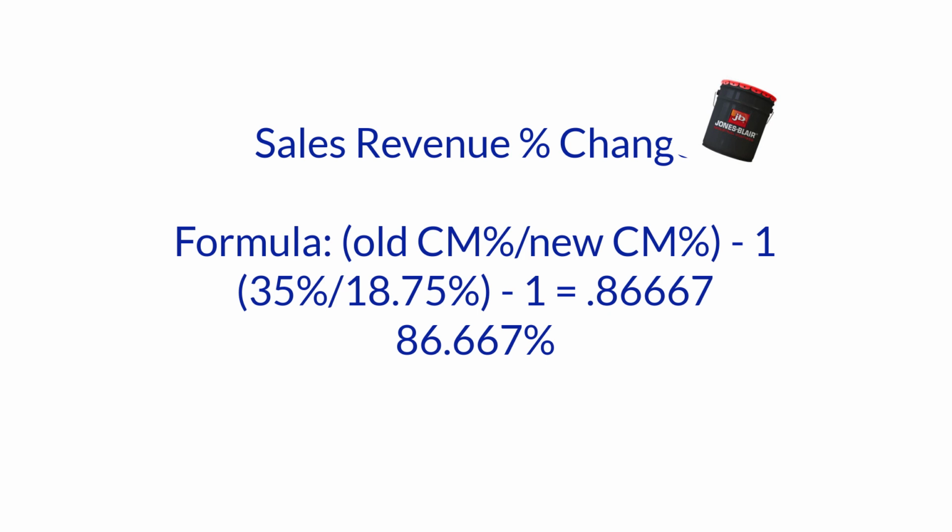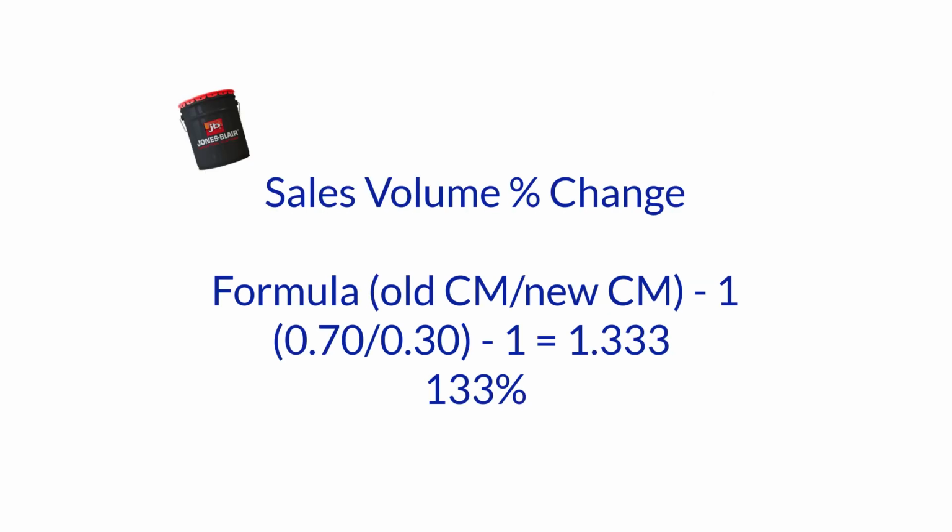Let's say we wanted to understand the sales revenue percentage change. This formula is taking the old contribution margin percentage and dividing it by the new contribution margin percentage, and then subtracting 1. So that would be the old percentage of 35% divided by the new contribution margin percentage of 18.75, and then subtract the 1, which gives us 86.667%.